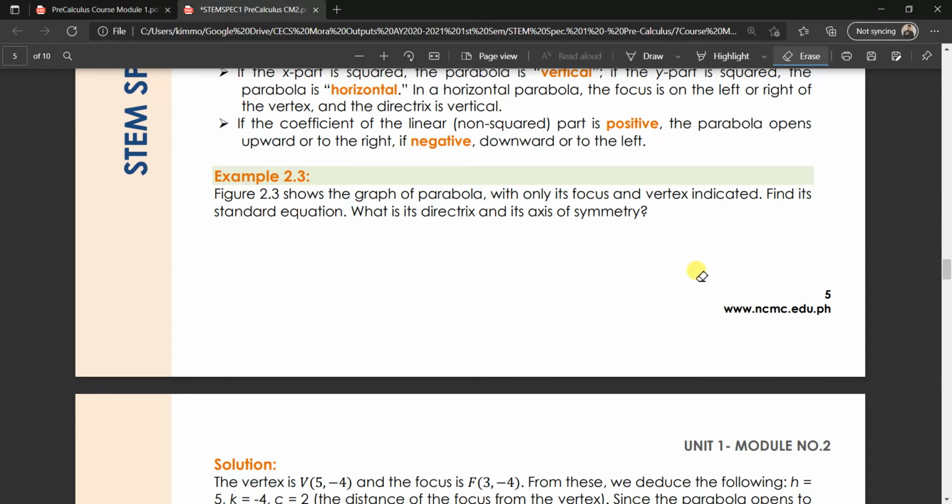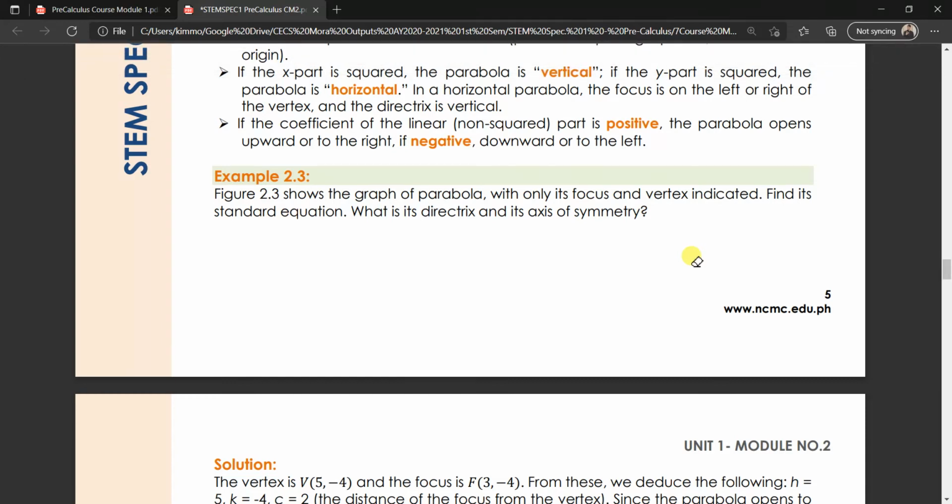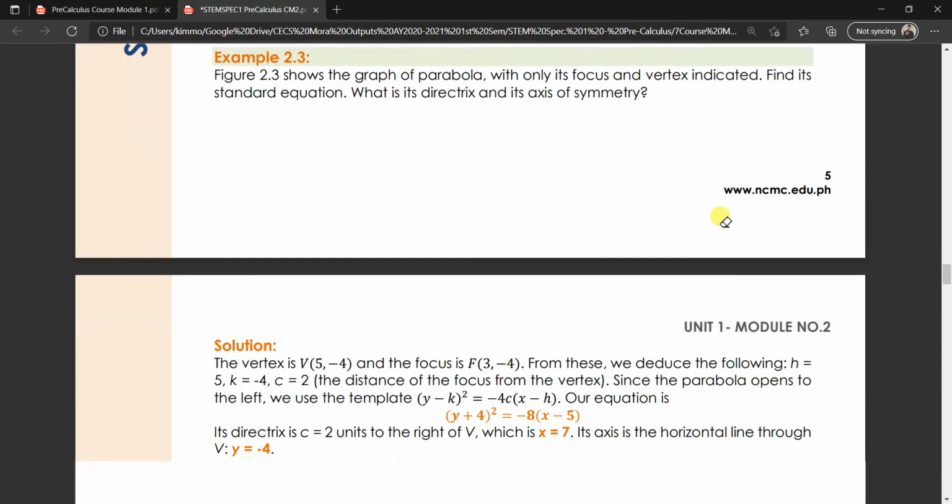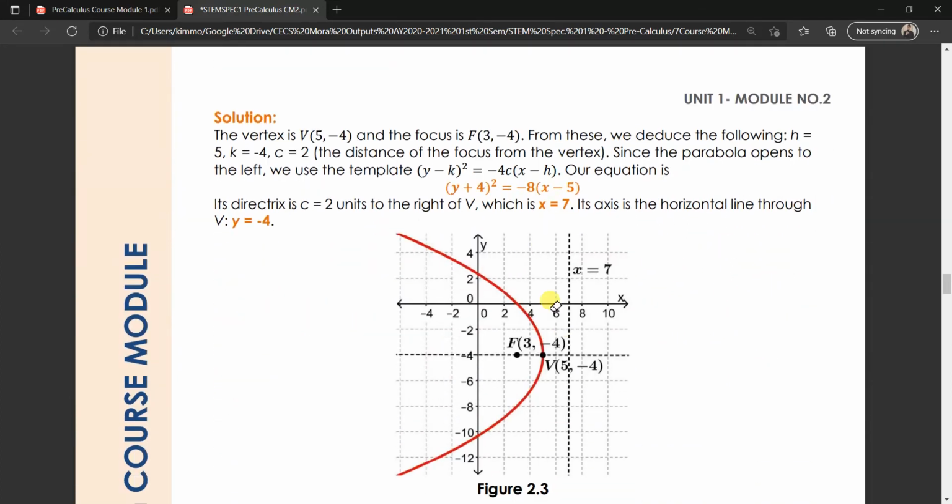Figure 2.3 shows the graph of a parabola with only its focus and vertex indicated. The directrix and the axis of symmetry are not indicated. So the given in the graph are the focus and the vertex, and we are asked to find its standard equation. The first thing you should do is to identify which of those four cases will be our standard equation. We have four cases, right?